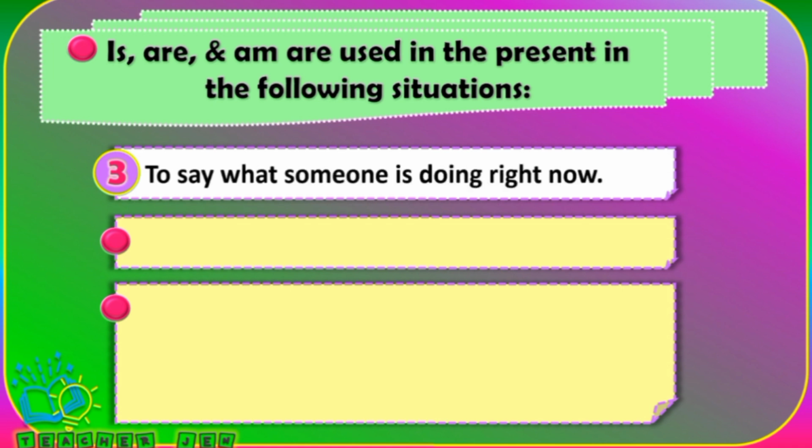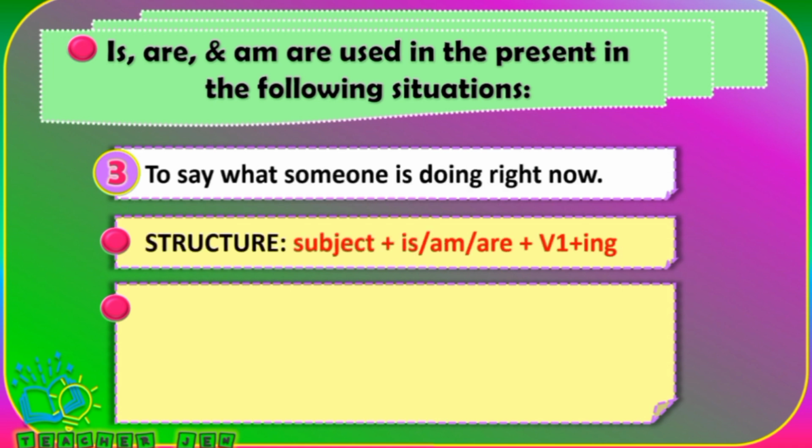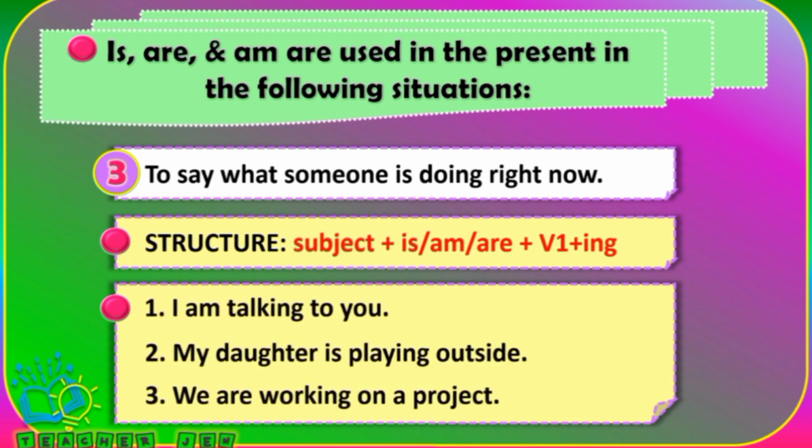Is, are, or am can also be used to say what someone is doing right now. And we can follow the structure subject plus is or am or are plus verb 1 or the base form of the verb plus ing. For example, I am talking to you. I is the subject, am is the to be verb, talking is the verb 1 plus ing, or the base form of the verb talk plus ing.